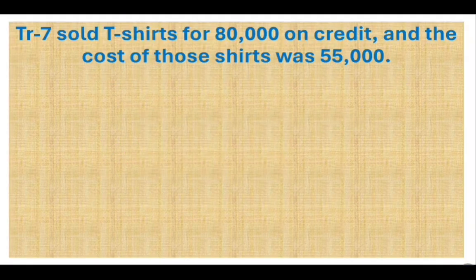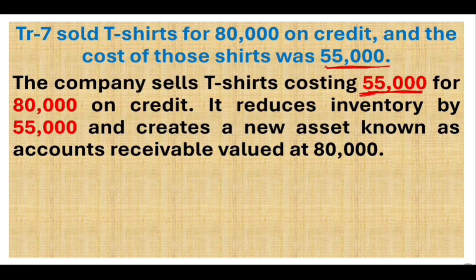Transaction 7, there is the sale of t-shirts for 80,000 on credit, and the cost of those t-shirts was 55,000. The company sells t-shirts costing 55,000. The inventory is registered at 55,000, but it is going to be sold for 80,000. So there is an increase of 25,000, which is a profit.